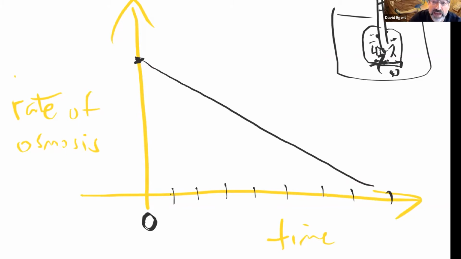It's never going to be faster than it was the moment it started, because the moment the water starts coming in, you're diluting the inside of the bag and you've got more gravity pushing down. So theoretically, you're going to expect something like this. What did we actually see in the data?